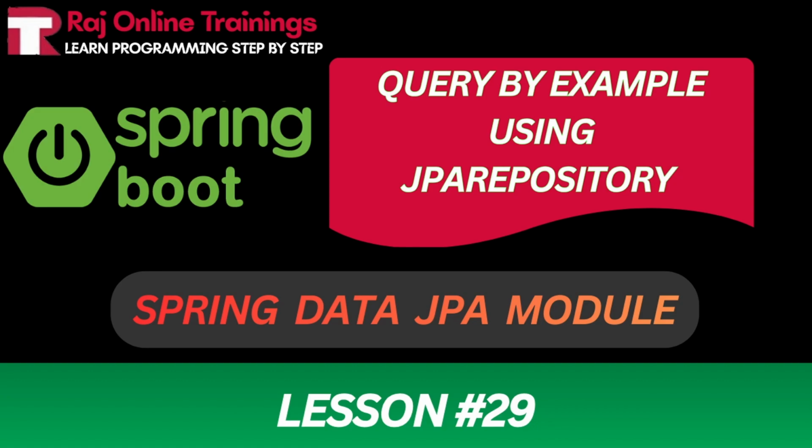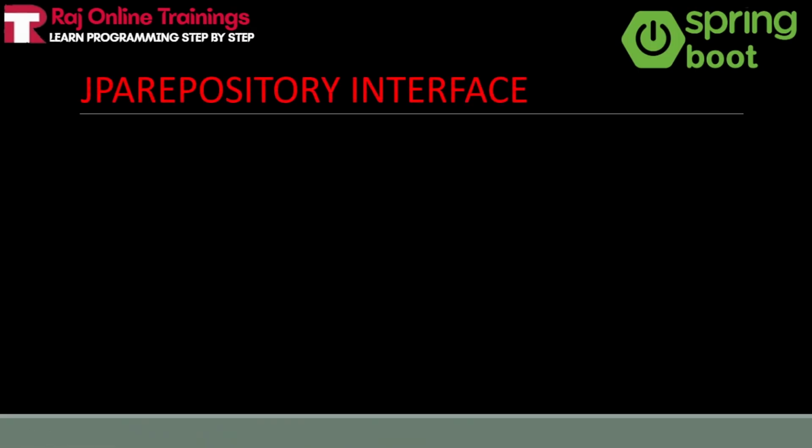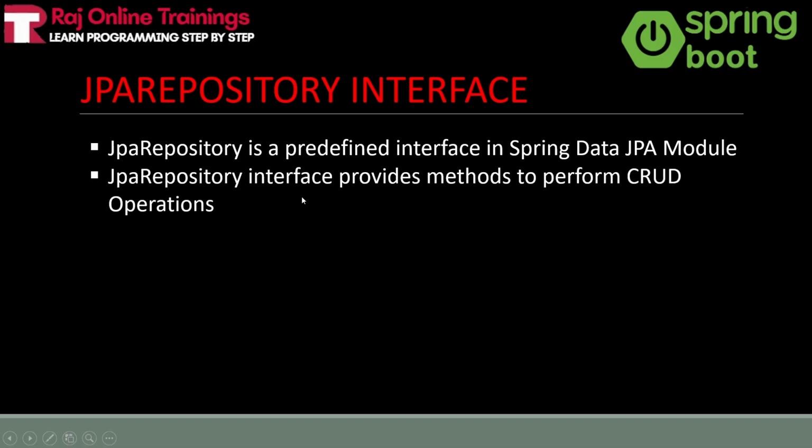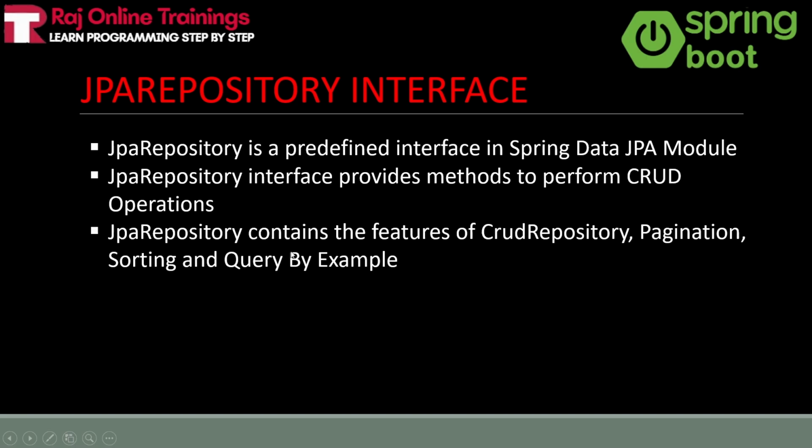What is this query by example? Let us understand before we start. Let us understand about JPA repository as a small recap. What is the main use of JPA repository? It's a predefined interface in Spring Data JPA module. JPA repository interface provides methods to perform CRUD operations. JPA repository contains the features of CRUD repository plus pagination plus sorting and query by example.